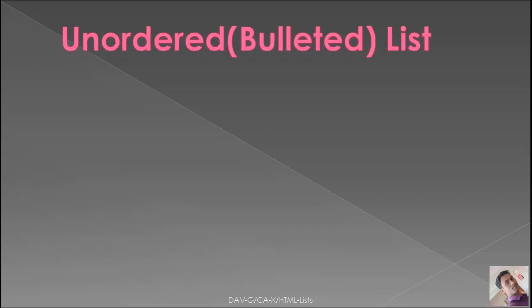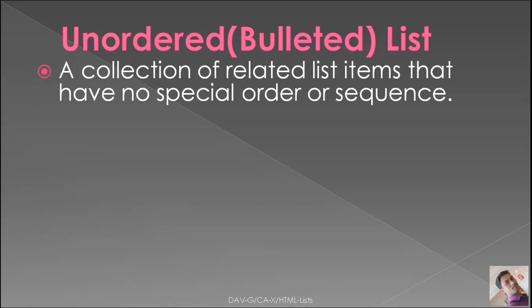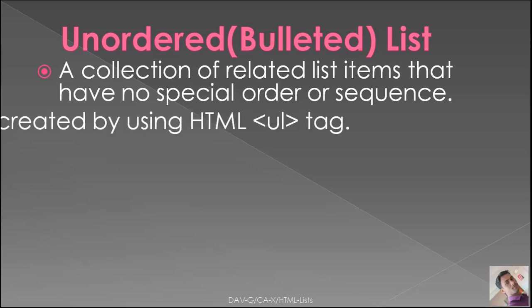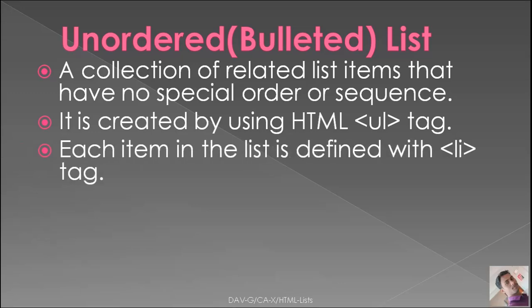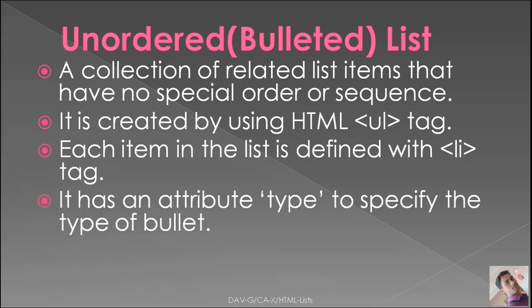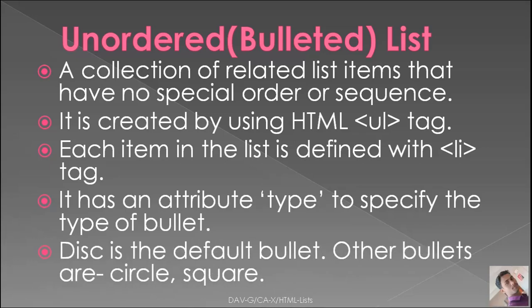So first list, that is unordered or bulleted list. A collection of related list items that have no special order or sequence is called an unordered or bulleted list. It is created by using the HTML UL tag. Each item in the list is defined with the li tag. We can say UL stands for unordered list, li for list item. It has an attribute type to specify the type of bullet. Disk is the default bullet. Other bullets are circle and square.